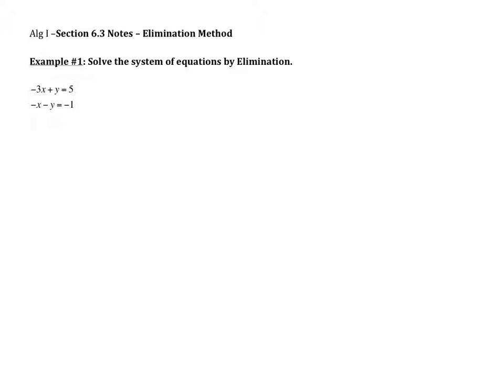So far, we've seen two methods of solving systems of equations. The first method was graphing. The second method was substitution, and now in section 6.3, we're going to look at the elimination method. We're actually going to do the elimination method in two different parts. In section 6.3, we'll look at more simple problems, and in section 6.4, we'll dive into more complicated problems that can be solved using the elimination method.